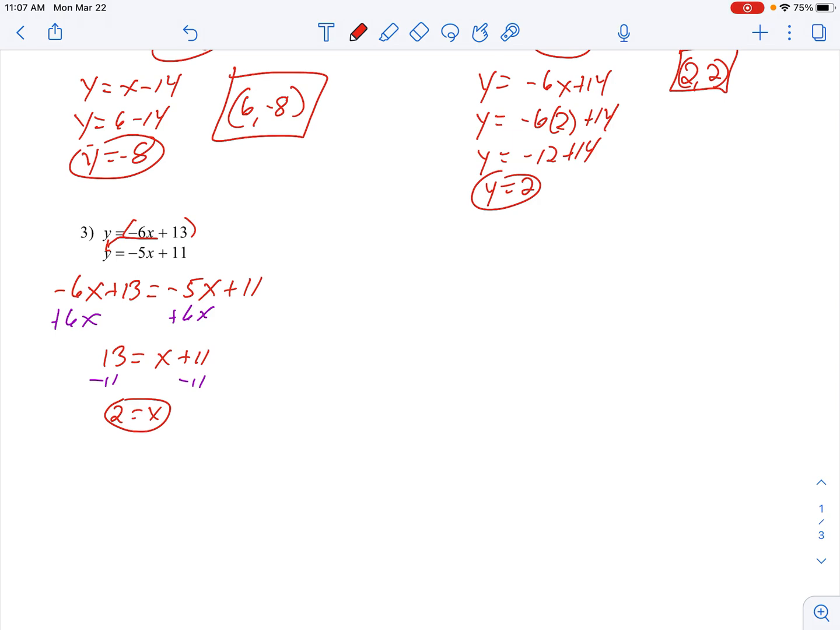Now, which equation do you use? It doesn't matter. You can use the top one. You can use the bottom one. Just for the heck of it, I'm going to use the bottom one. But I promise you, either one, you will get the same answer. Just again, watch your arithmetic as you go through and solve this.